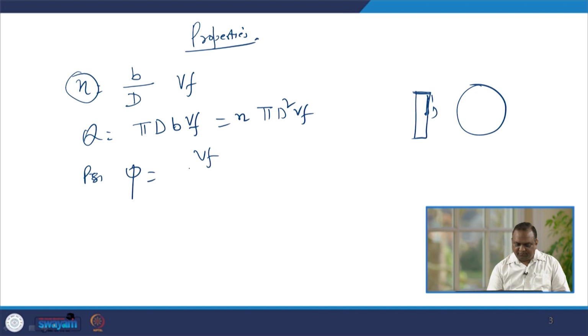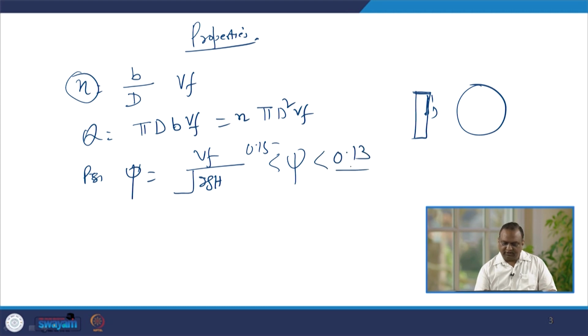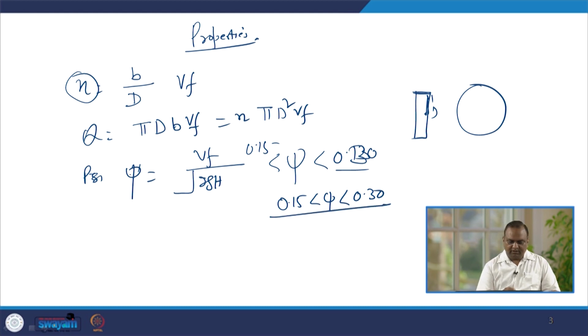It is Vf by under root 2gh, because initially we may not have the velocity triangle. But these are certain values. The value of psi has to be between 0.15 and 0.30. From here, because the h value is known to us, we can always find the value of the velocity of the flow.